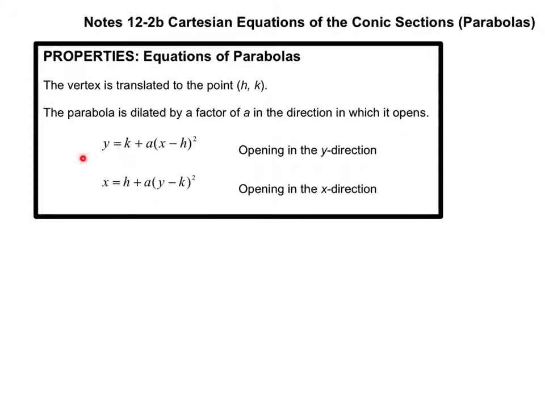So if your parabola starts with y equals, or it's the y that isn't squared, that means it's going to be opening up or down. And to figure out if it's up or down, you need to look at the value of a. A positive a will be opening up, and a negative a will be opening down.